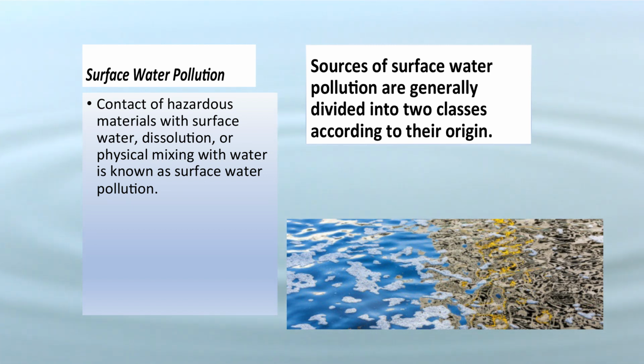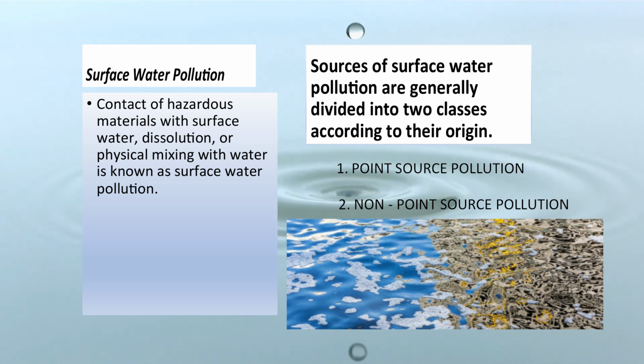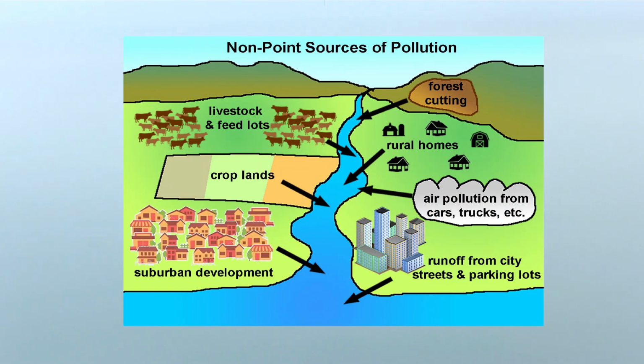There are mainly 2 sources of surface water pollution. Number 1 is point source pollution and number 2 is non-point source pollution. So, surface water pollution has mainly been categorized into 2 classes, point and non-point. Now, what is non-point source pollution?